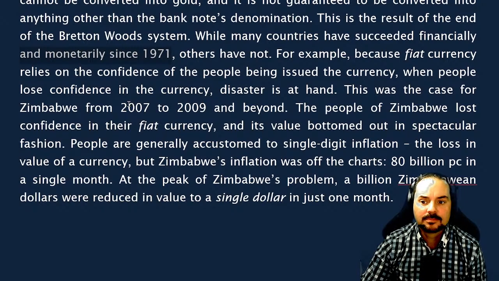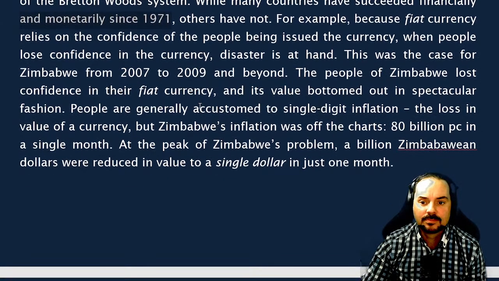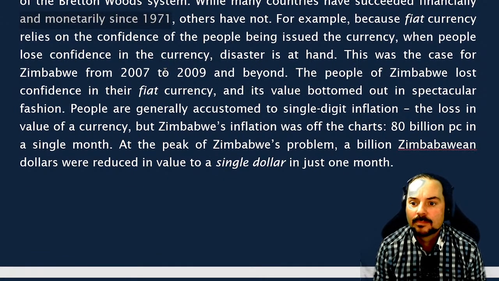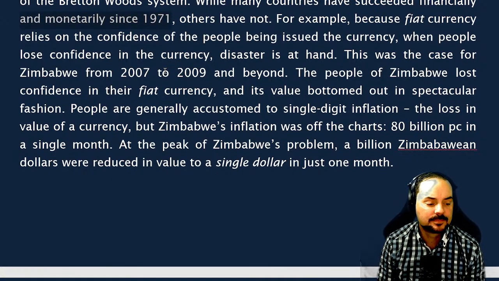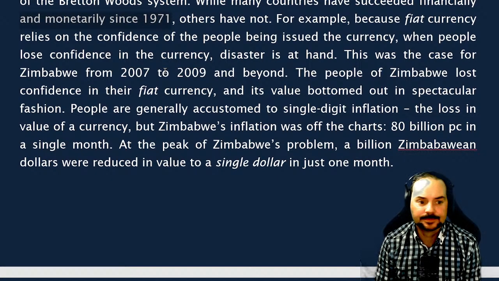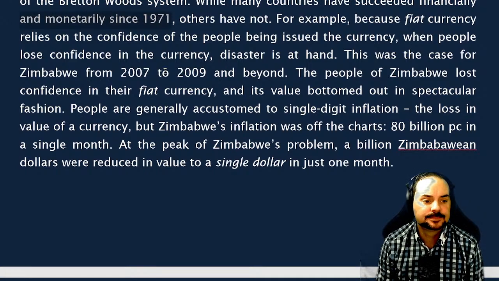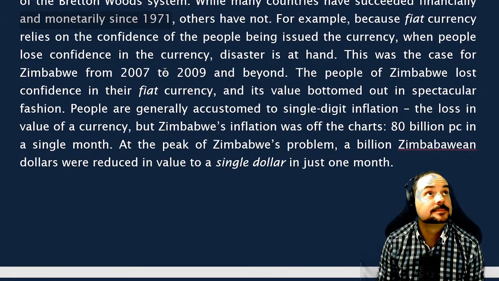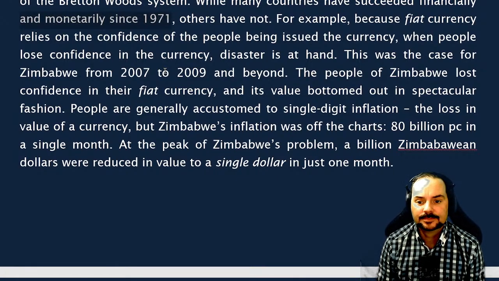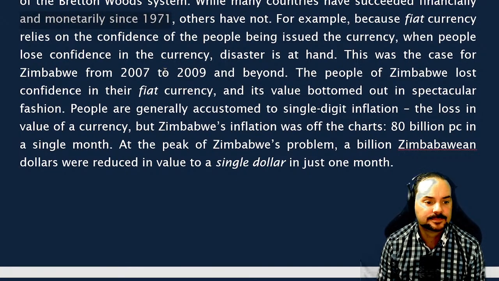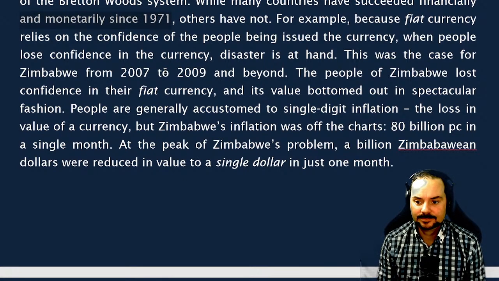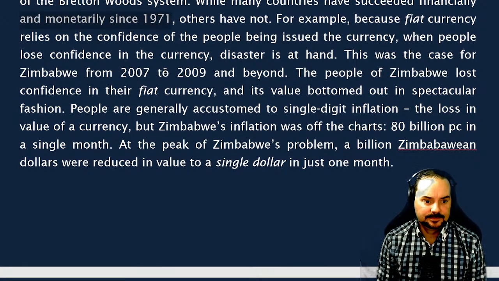For example, because fiat currency relies on the confidence of the people being issued the currency, when people lose confidence in the currency, disaster is at hand. This was the case for Zimbabwe from 2007 to 2009 and beyond. The people of Zimbabwe lost confidence in their fiat currency and its value bottomed out in spectacular fashion.